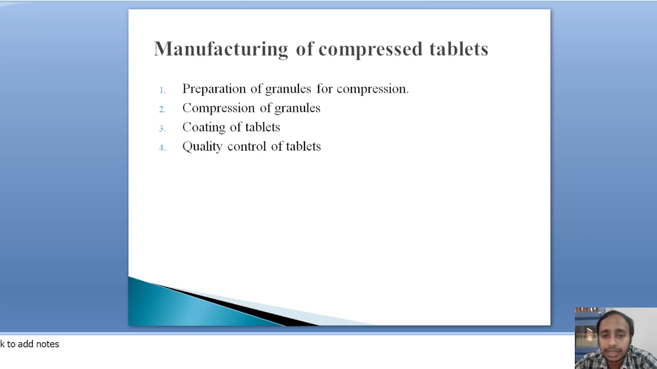Quality control means evaluating the parameters of the tablets, that is, checking that the tablets are as per the monograph. As I said earlier, the monograph provides us the specifications. Suppose hardness is 5 for one tablet. When we prepare the tablet, we will check whether it complies with our pharmacopoeial specifications or not. It should match the pharmacopoeial specifications.